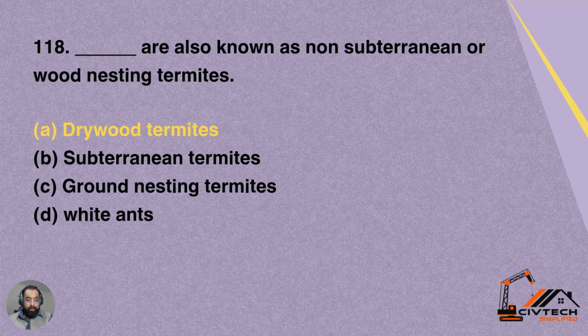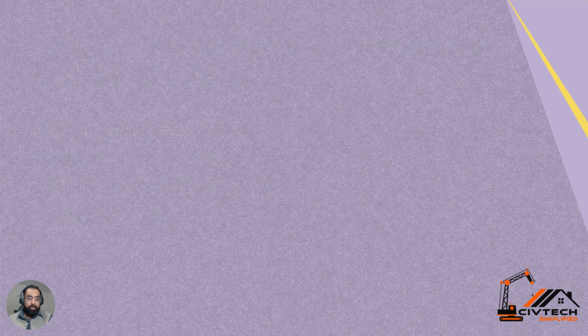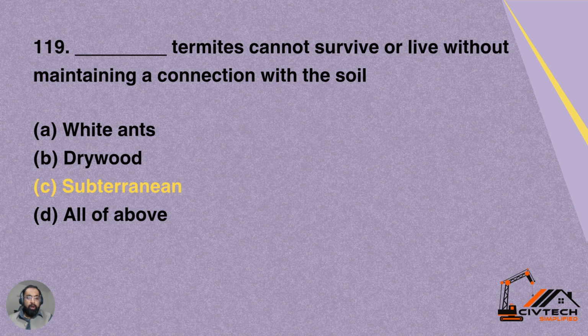Option A, drywood termites. B, subterranean termites. C, ground nesting termites. Option D is white ants. So it's option A, drywood termites. Drywood termites are also known as wood nesting termites. Option A is correct for this question.